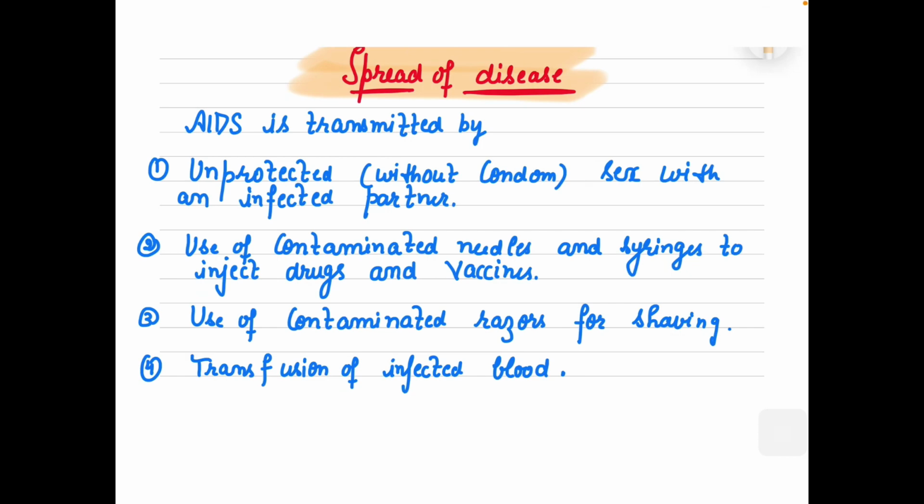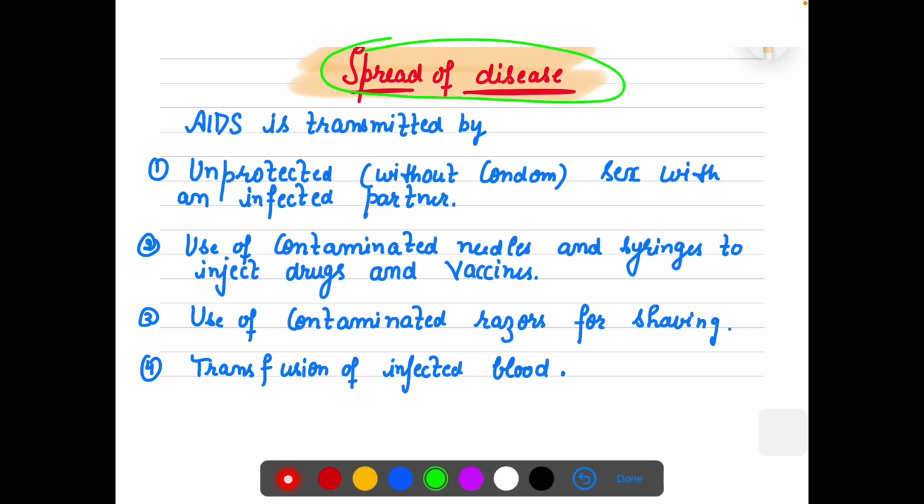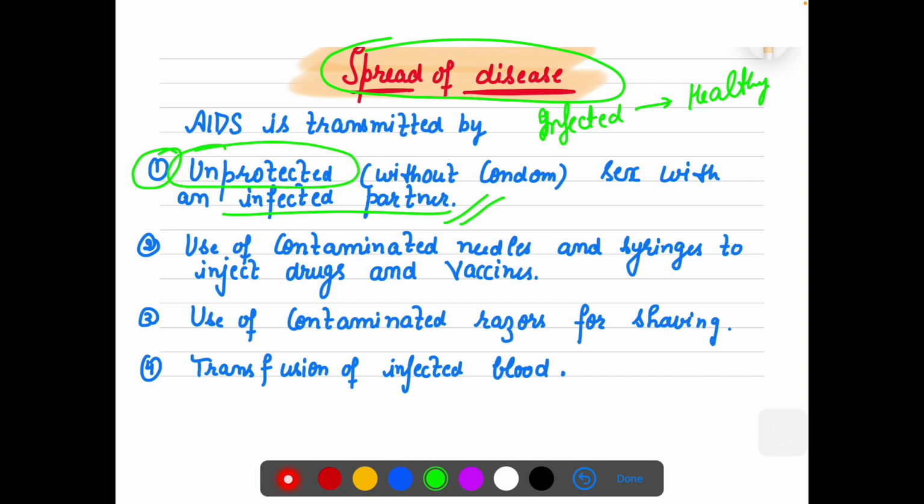The next one is the spread: how this virus is spread or transmitted from an infected person to a healthy person. One is, because it is a sexually transmitted disease, unprotected sex with an infected partner. We know that in sexual intercourse two partners are involved, and if one is infected and the couple is involved in unprotected sex, then it can be transmitted from the infected person to the healthy person. Then there is the use of contaminated needles.